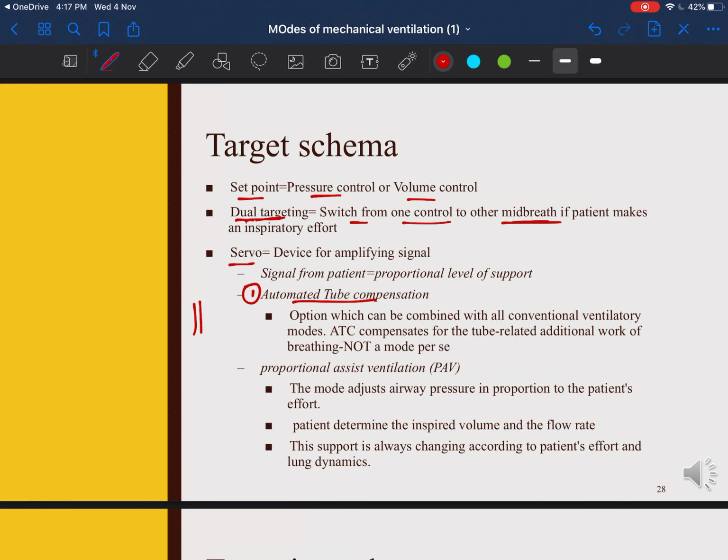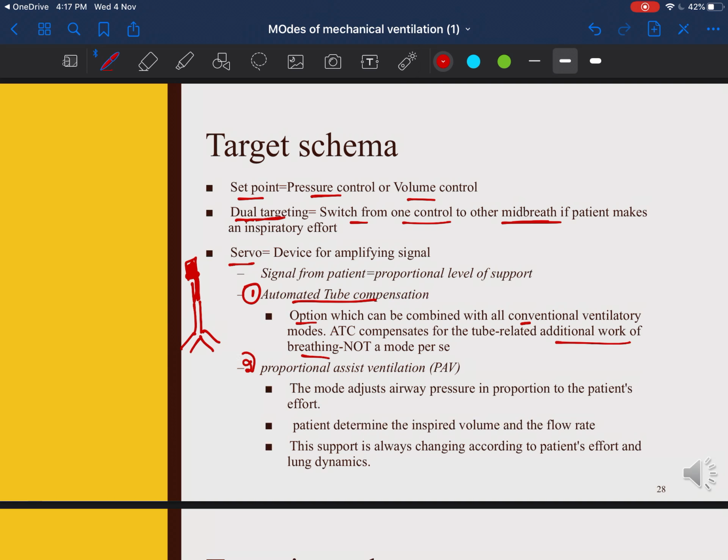See, anything in the line of the patient receiving a breath, for example the ET tube, means the patient has to work extra to overcome the resistance of the tubing, isn't it so? So more work of breathing by the patient is required. So if you add this option to your conventional mode, the ventilator takes over this additional work of breathing. This is not a mode per se, but just an add-on.